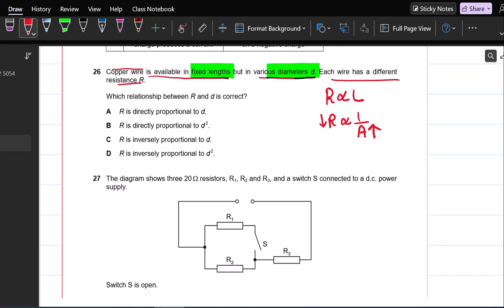So which relationship between R and D is correct? So we have to tell about this relation. So R is proportional to 1 over area, and area is equal to pi r square, which is going to be pi, radius is d by 2, half of diameter, d by 2 and its square. So it would be pi d square over 4. So they are inversely proportional to the square of diameter. So R is inversely proportional to square of d is right.